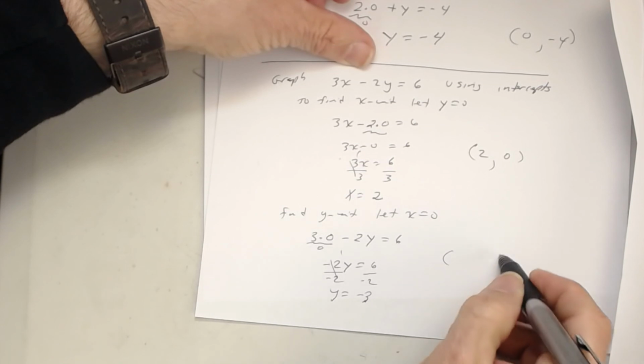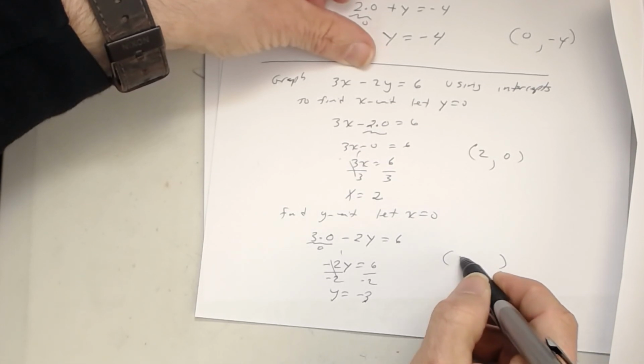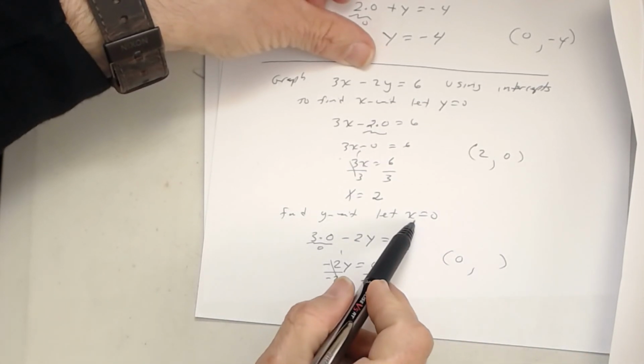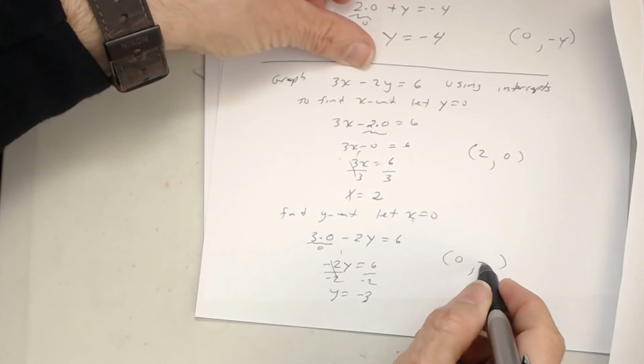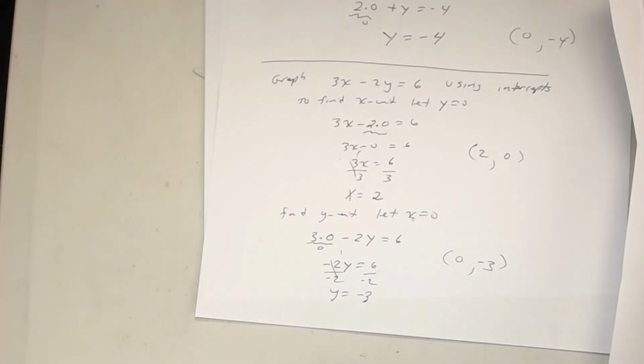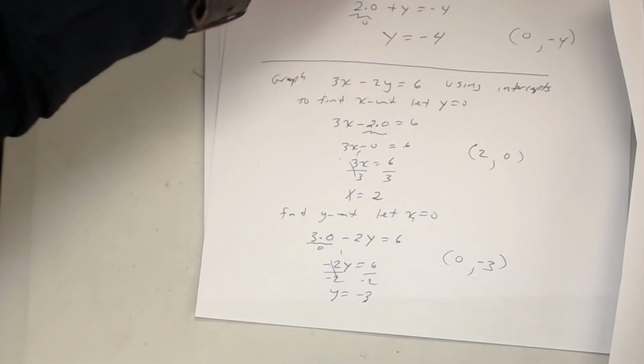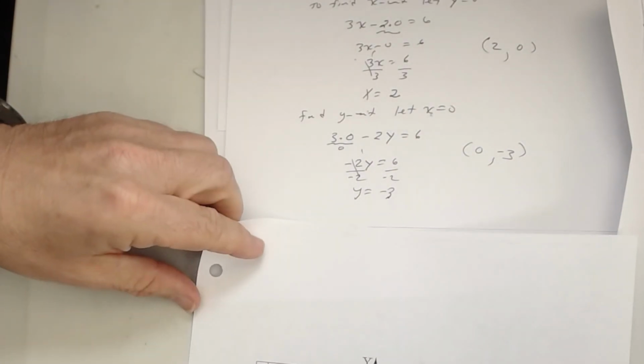What is that as an ordered pair? Yeah, (0, -3), because you know that x has to be 0 because that's how you found the y. You let x be 0. All right, and then you plot those 2 points, and there's your graph. That's all you do. It's not difficult to find the x and y intercepts.